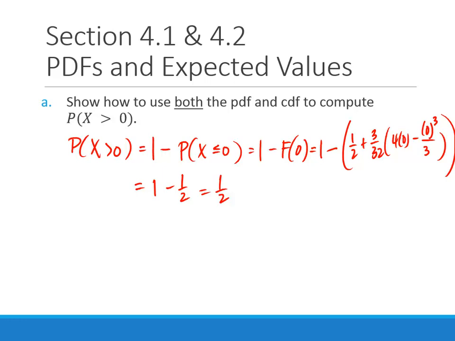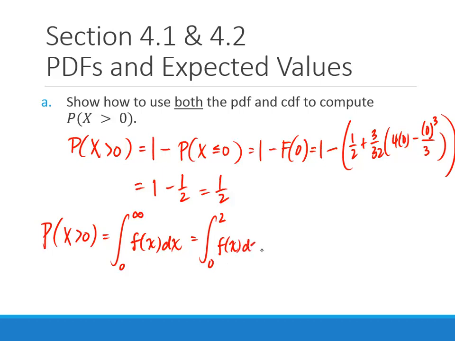Okay, but again, I can also use the PDF to figure out what this thing is. So again, the probability that x is bigger than 0, I can just take an integral from 0 up to infinity of my PDF. On all values bigger than 0, you can simplify this slightly because when x is bigger than 2, the PDF is 0. So this is the same as going from 0 up to 2 of f of x dx.